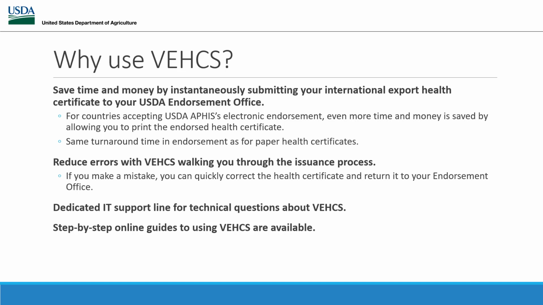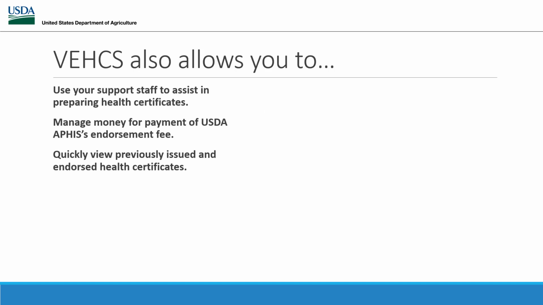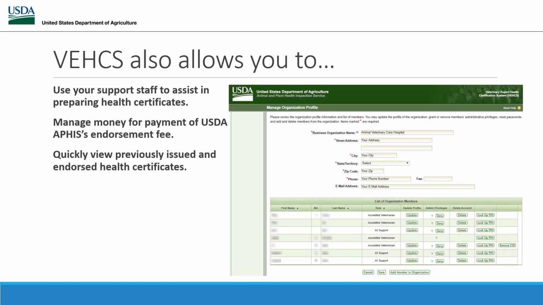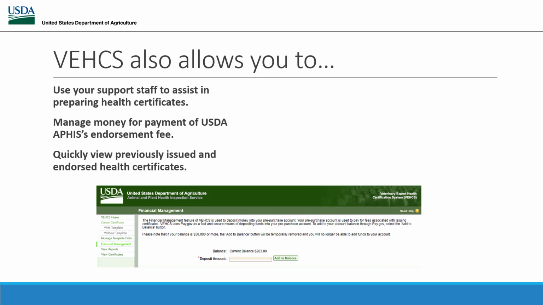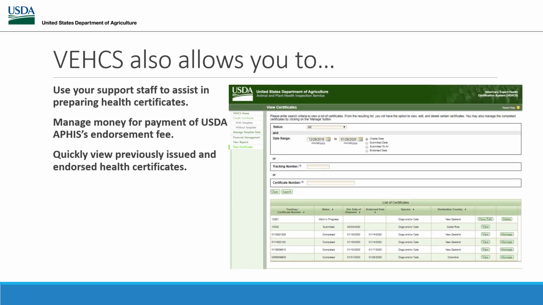Another advantage of VEHCS is that the defined health certificates walk you through the issuance of the health certificate to minimize errors, and if you do make a mistake, the health certificate can easily be returned to you for correction, again, without the time and expense of overnight mailing or a return trip to the USDA endorsement office. For accredited veterinarians who are apprehensive of using new technology, VEHCS has a dedicated IT support line for tech help. There are also step-by-step online guides to using VEHCS. Additionally, VEHCS still allows you to use your support staff to assist in preparing health certificates for issuance, and it helps with administrative functions like managing money for payment of USDA's endorsement fee, and allowing you to quickly retrieve and view previously issued and endorsed health certificates.